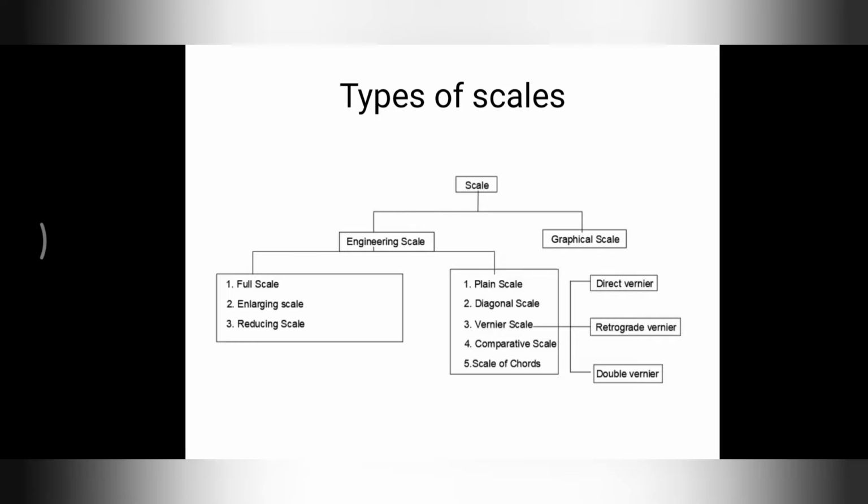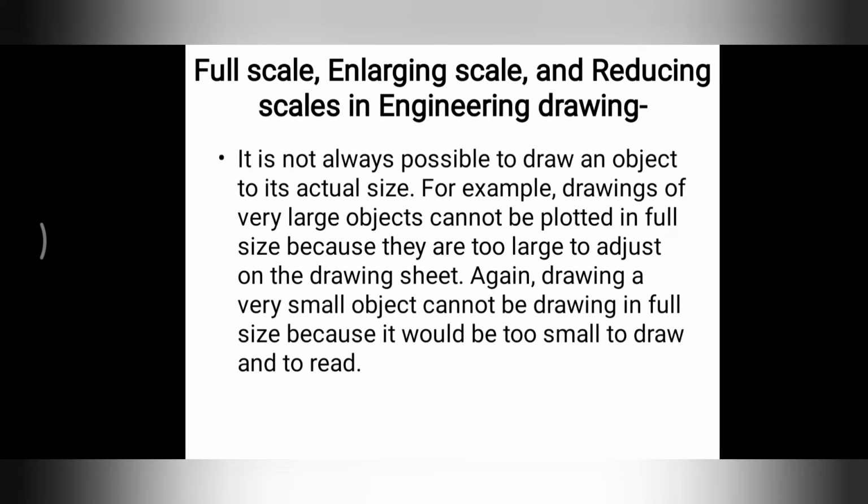Types of scales: basically we have two types, engineering scale and graphical scale. Under engineering scale we have full scale, enlarging scale, reducing scale, plane scale, diagonal scale, vernier scale, comparative scale, and scale of chords. A full scale means that if a drawing is drawn to the exact size, we call that a full scale.